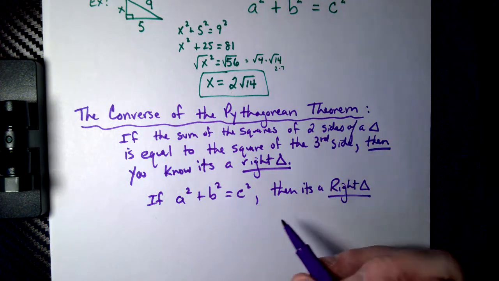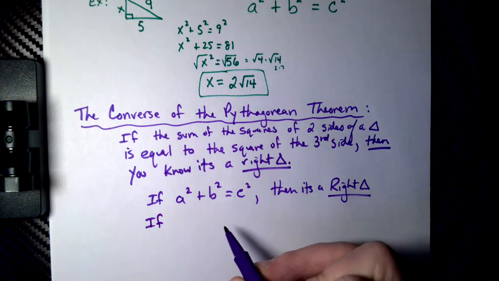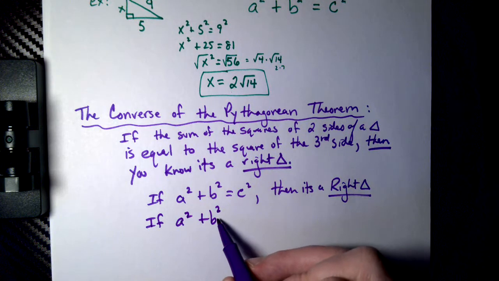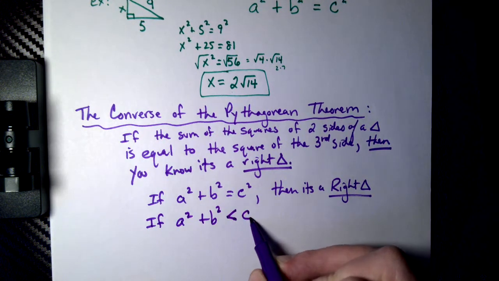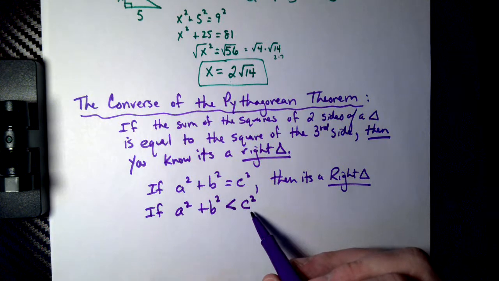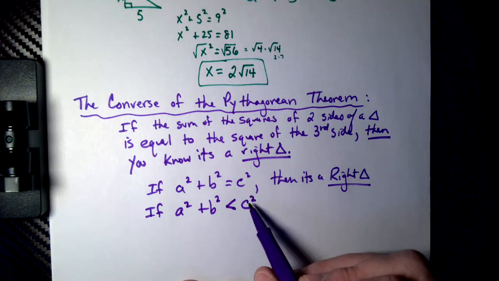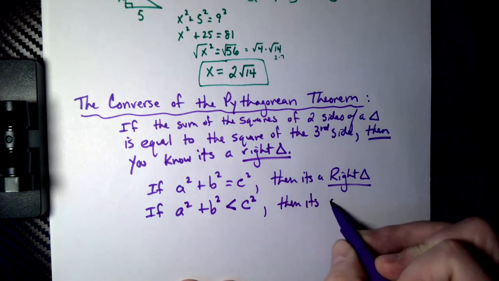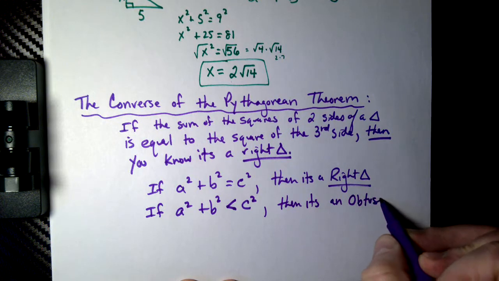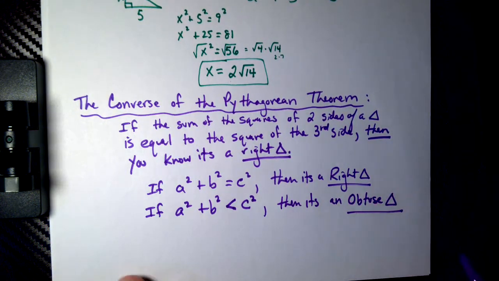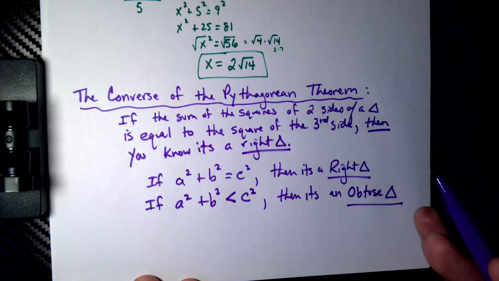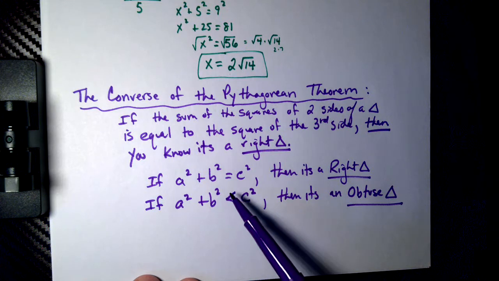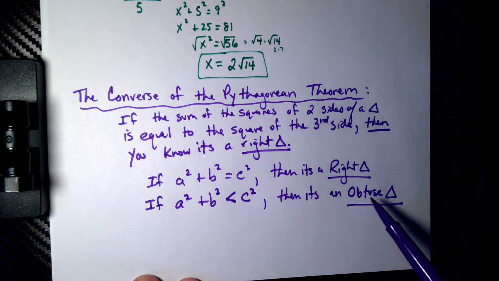However, there is more to it. If it doesn't come out equal, and a squared plus b squared ends up being smaller than c squared, so the biggest number you squared is actually bigger than those two squared put together, then it's an obtuse triangle. So they're going to ask you to try it out. If it comes out equal, it's a right triangle. If a squared plus b squared is smaller than c squared, then you have an obtuse triangle.